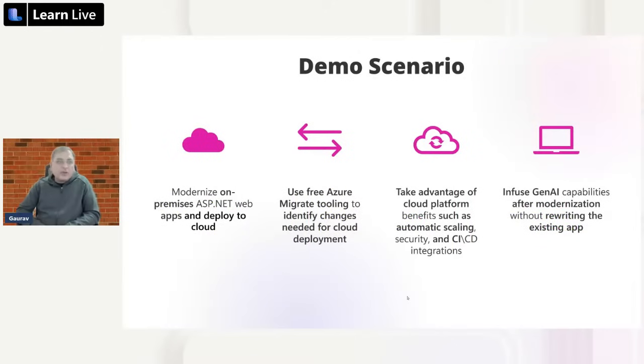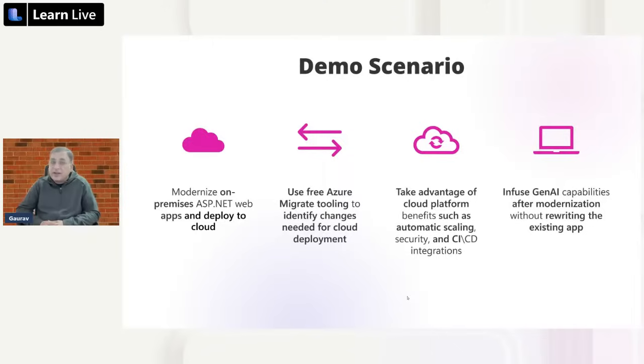So moving ahead, what's the demo scenario we are looking at today? You basically have a web app which is on-prem. How do we modernize that web application and then deploy it onto App Service? How do I use the freely available migration tooling to identify changes that would enhance the successful journey for your web application over to Azure App Service?